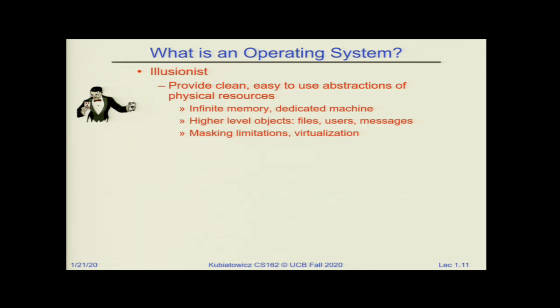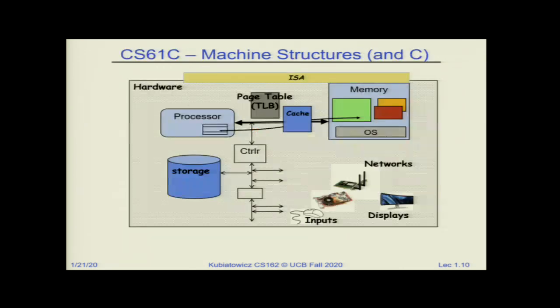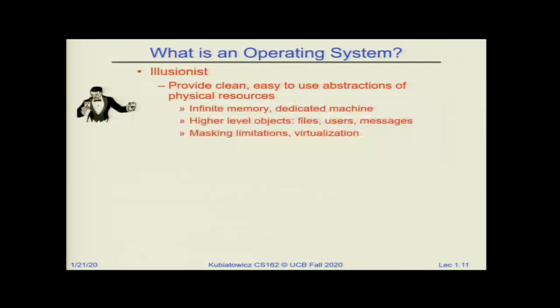Well, one thing is I start adding an operating system. And so one of the things that an operating system does is what I like to call the illusionist. All right? So it's giving you clean, easy-to-use abstractions of physical resources. Things like the view that you have infinite memory, which of course you don't. The view that you have a dedicated machine, like you thought about in 61C. The view that there are files or users or messages or these higher level things. Okay? And it's often up to the operating system, with this illusionist kind of view of the world, to really mask the limitations of the hardware. So the fact is the memory isn't infinite, but I can pretend that it is because the operating system will try to do swapping. Okay, and we'll talk more about that as we go on.